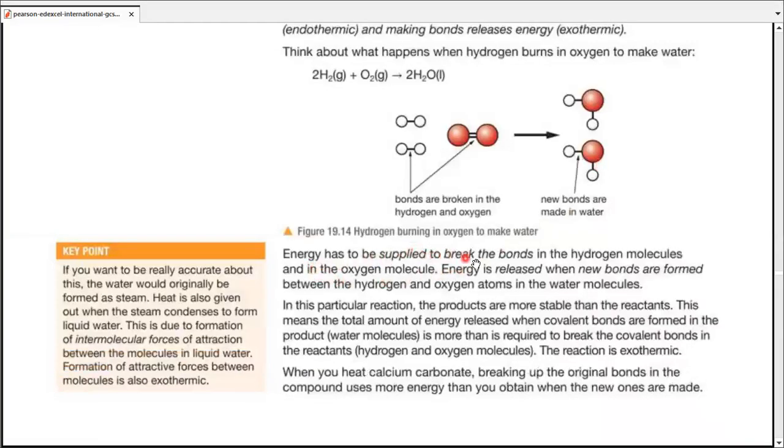Energy has to be supplied to break the bonds in hydrogen molecules and oxygen molecules, and energy is released when hydrogen and oxygen atoms form new bonds in water molecules. In this particular reaction, the products are more stable than the reactants, which means the total amount of energy released when covalent bonds are formed in water molecules is more than what's required to break the covalent bonds in hydrogen and oxygen. So the reaction is exothermic.